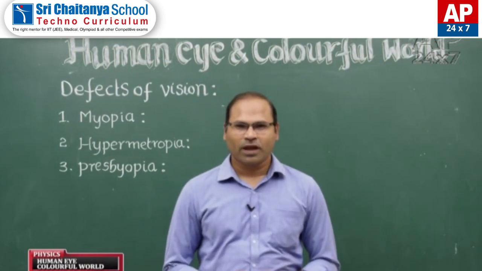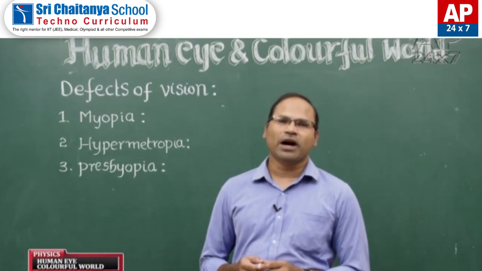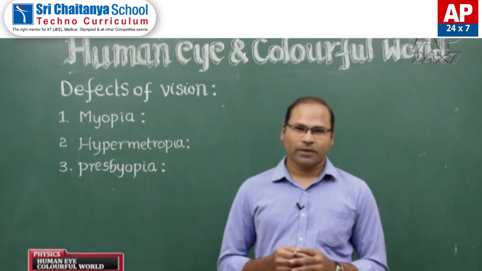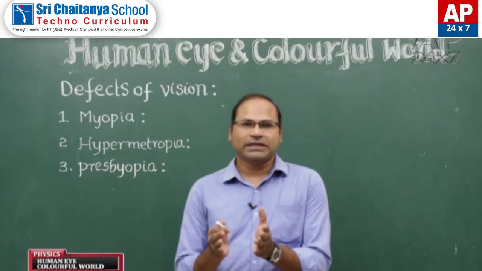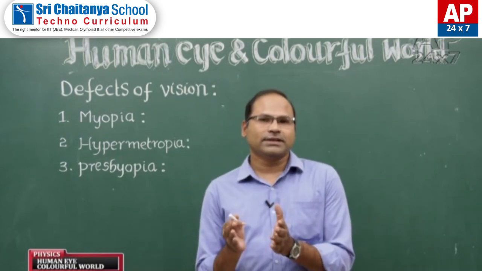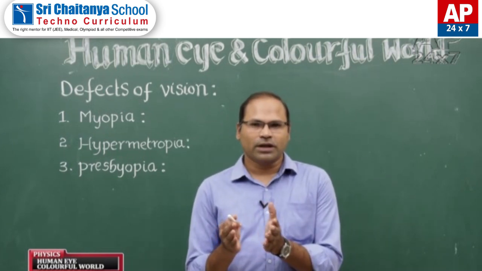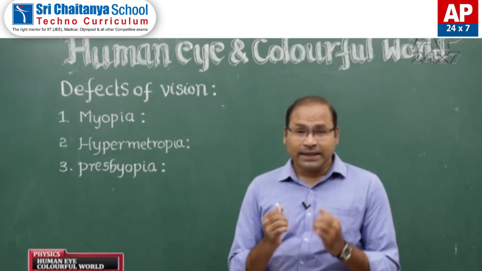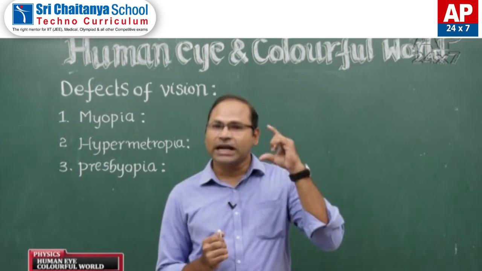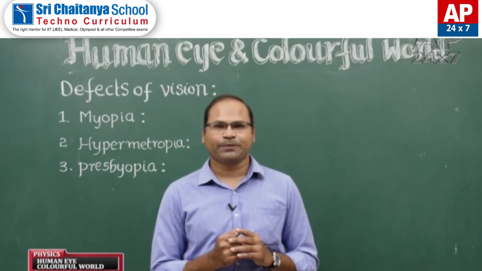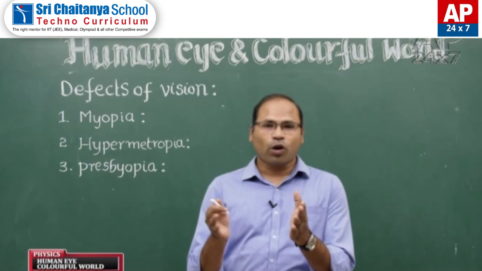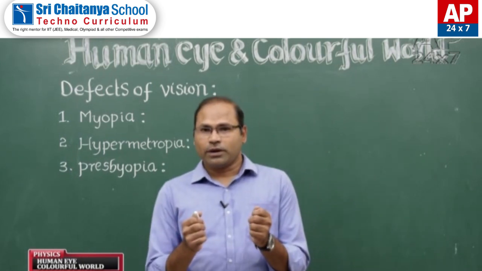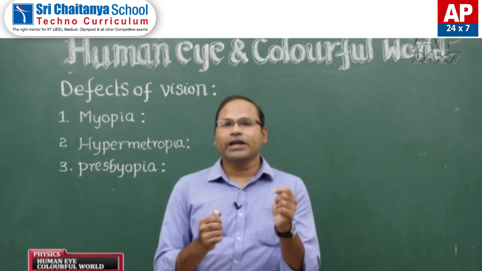Hello children, in our previous class we learned about least distance of distinct vision, parts of human eye and their functioning, that means the function of eyelids, iris, pupil, retina and the working of ciliary muscles. Ciliary muscles help us in adjusting the focal length of the eye lens and we call it accommodation of the eye lens. What happens if the eye lens loses its ability of accommodation?